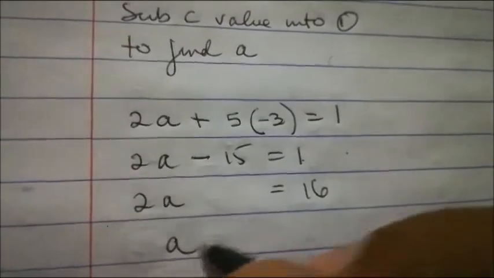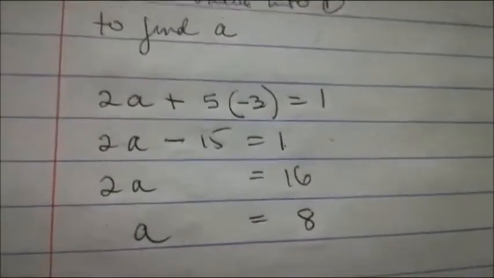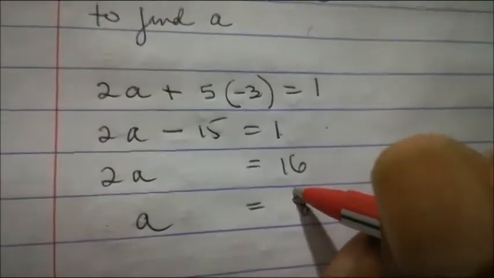So a is going to be equal to what now? A is going to be equal to 8. So we have found the a value as 8.